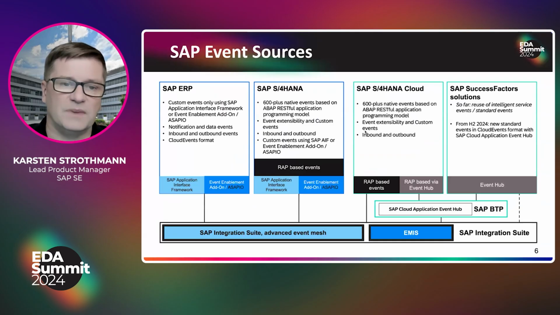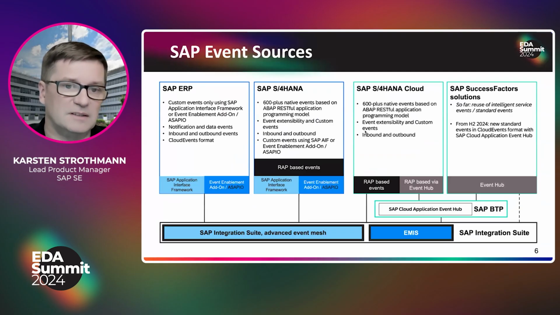Then there is SAP S/4HANA. S/4HANA comes with 600 plus native events. Those are standard events. Important for ECC, for ERP, those are custom events. There are no standard events. With S4, there are a lot of standard events. You can adjust those standard events, or most of those at this point in time. In future, it will be all.